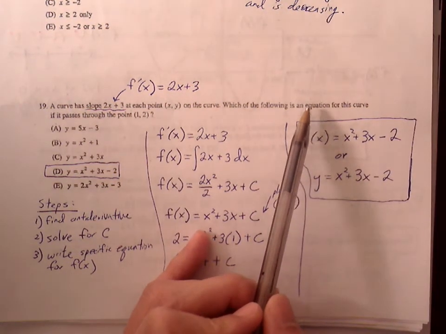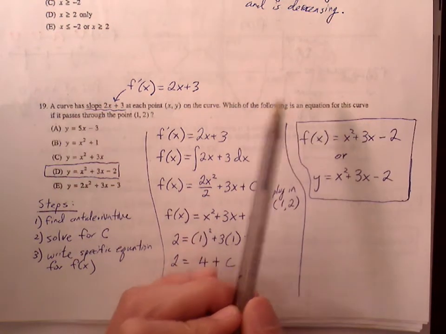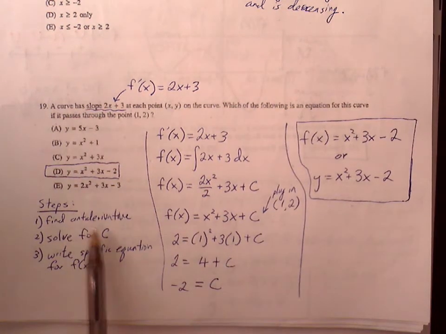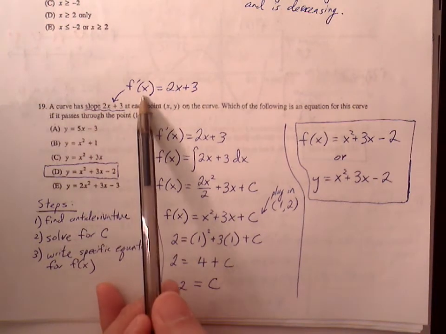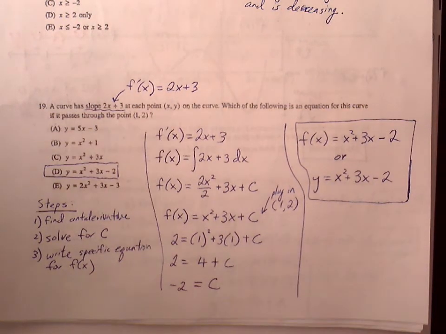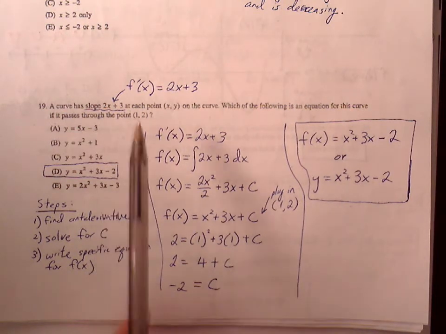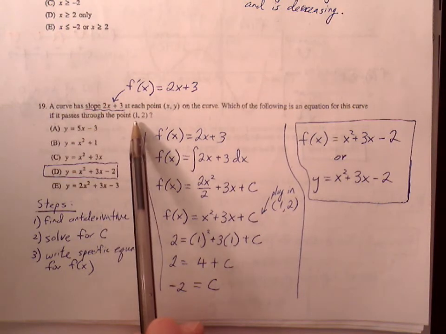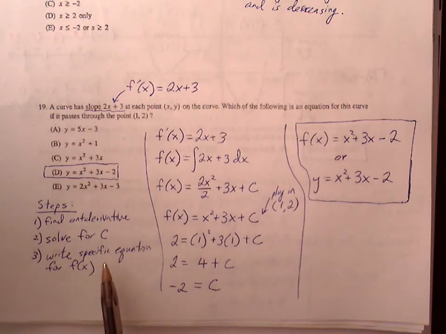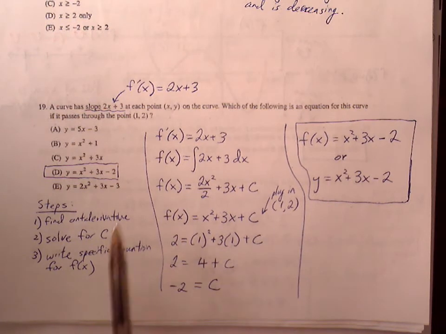So we have to find the antiderivative. We're going to find the antiderivative to move our way from f prime up to f of x. Through that indefinite integral process, we're going to have a plus c that shows up. So we're going to solve for c using the ordered pair that's provided, and then after that, we can write our specific equation for our function.